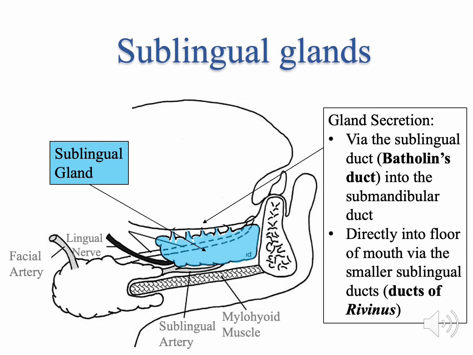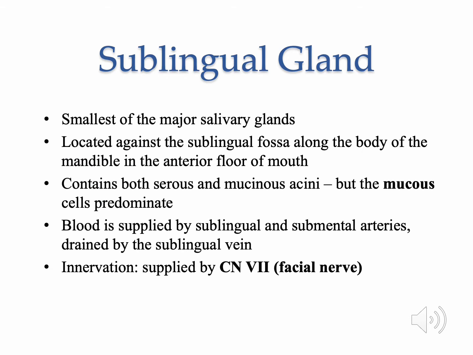And it also has some very small little ducts that are going to drain the gland directly into the floor of the mouth, and these ducts are referred to as the ducts of Rivinus. And similar to the submandibular gland, the sublingual gland is composed of both serous as well as mucinous acini, but it does have a higher content of mucus cells in comparison to the submandibular gland.